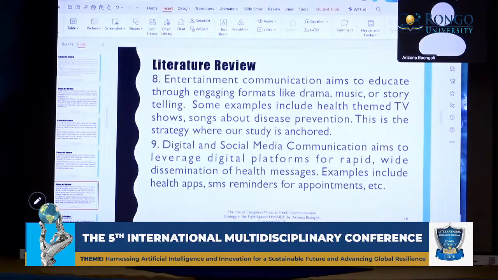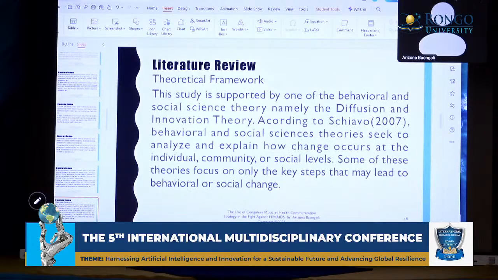He took advantage because he was a good entertainer, a good artist who could pull crowds, and he took advantage to educate people about HIV/AIDS, to warn people, and to empower people with information. And that's the strategy used here.